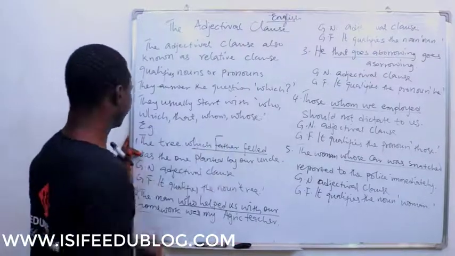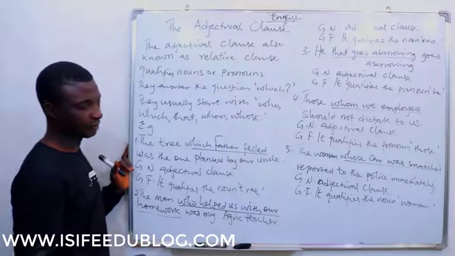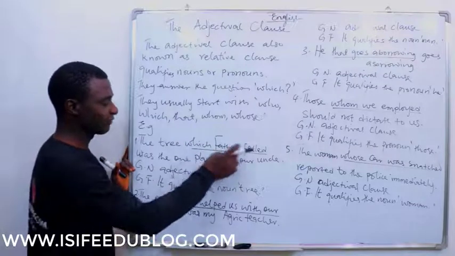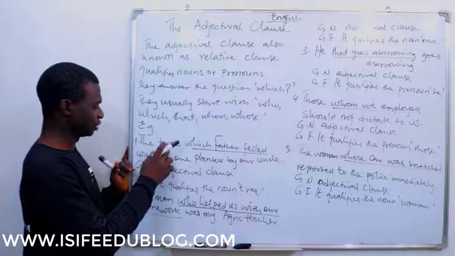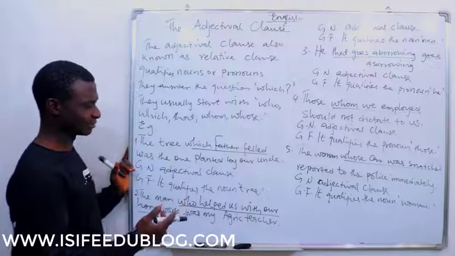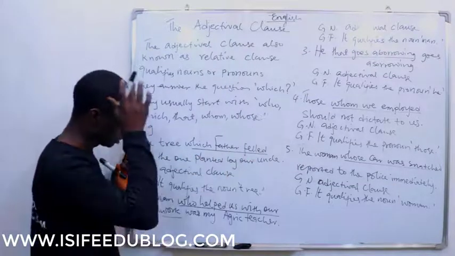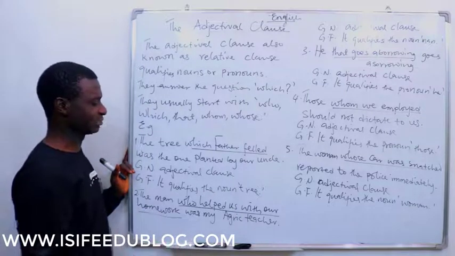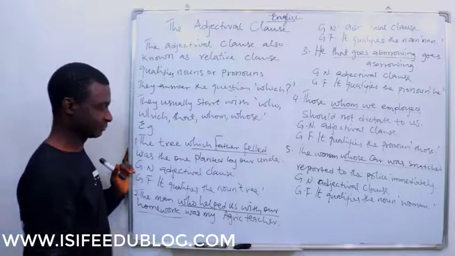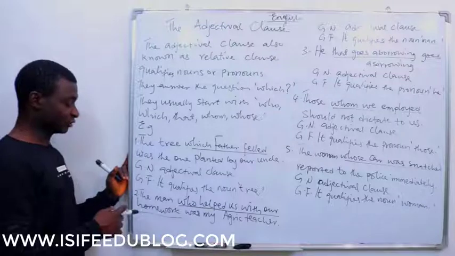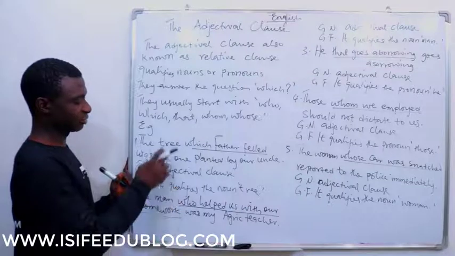So the tree which Father felled was the one planted by Aranco. Now, which Father felled answers the question which. If we said the tree was the one planted by our father, or by our uncle, somebody might ask, what happened to the tree planted by our uncle? So to define that, we said which Father felled. Alright? So, which Father felled is an adjectival clause. It qualifies the noun tree.